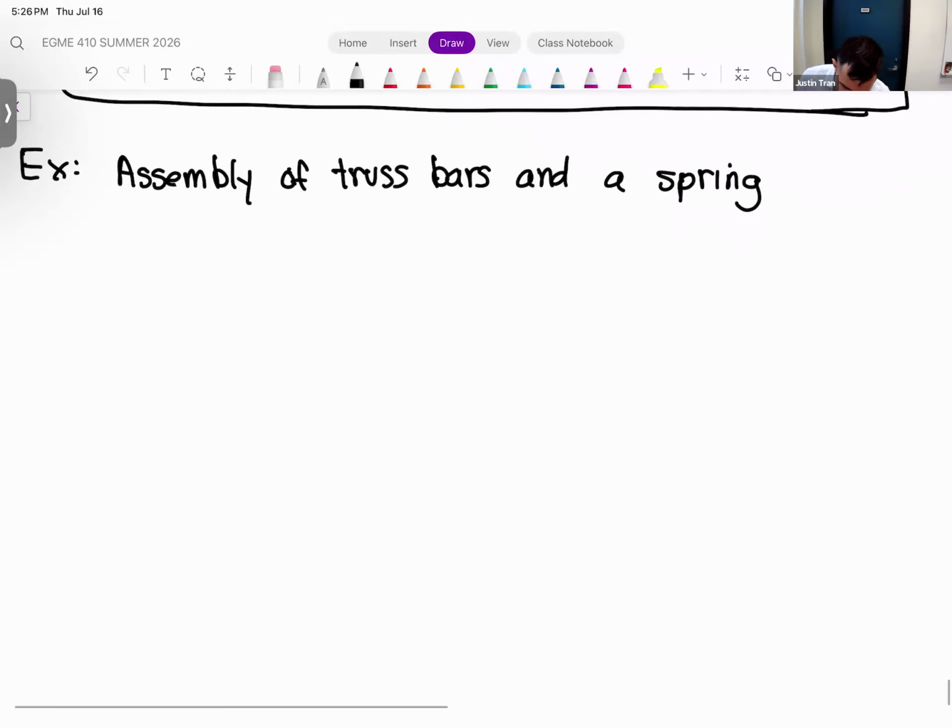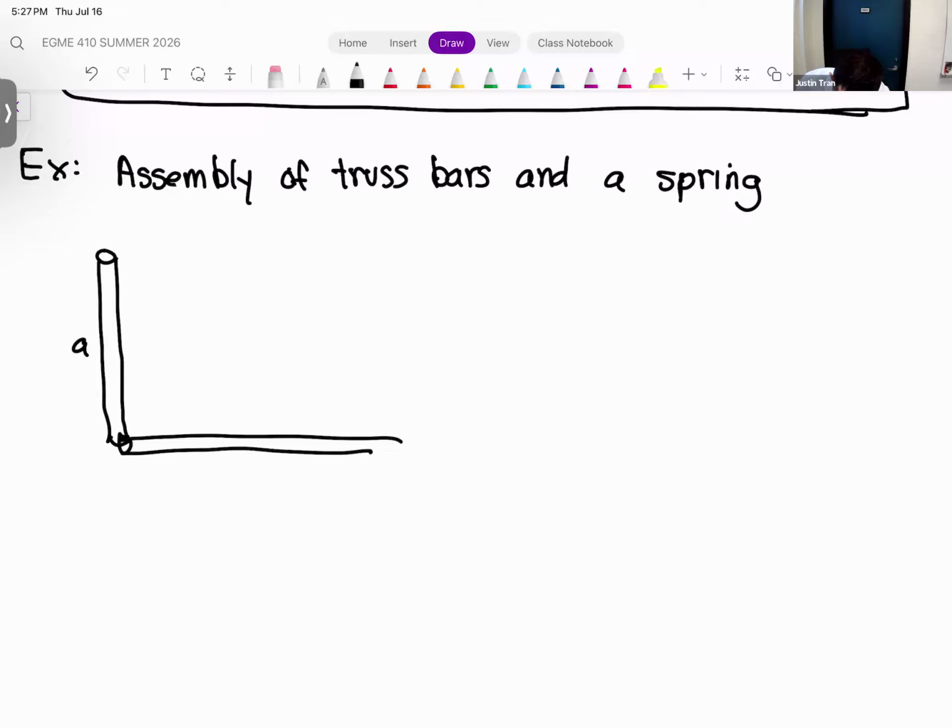Okay, so our truss bars look like the following. First we have a vertical one, just like that. We'll call this element A. We have a horizontal bar, it's like this. Call this element C. And then we have a spring that's also attached to this. We'll call that element B.